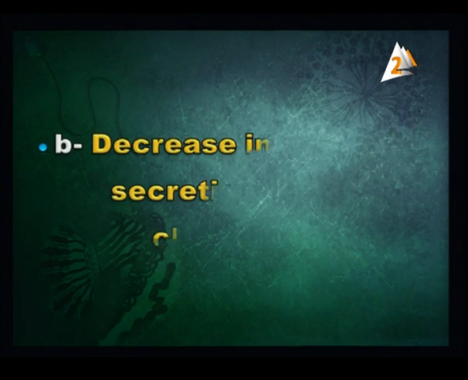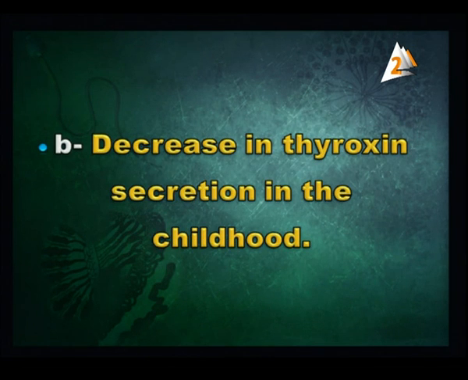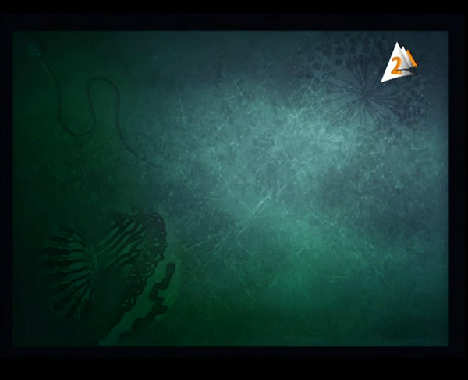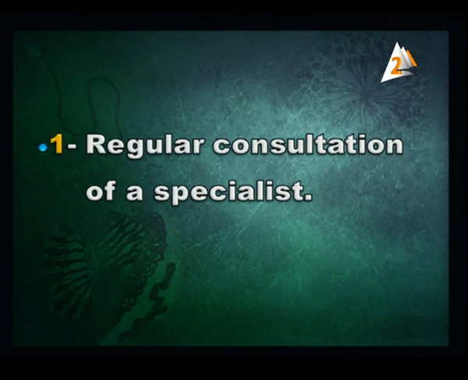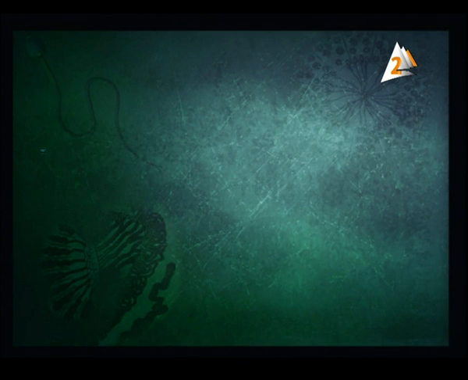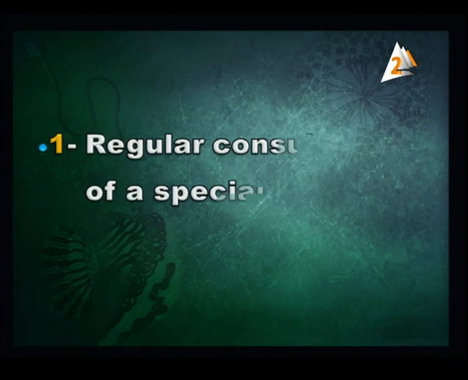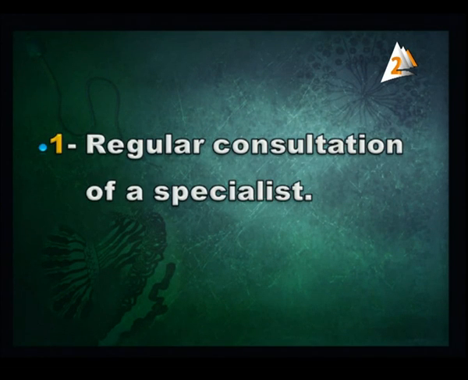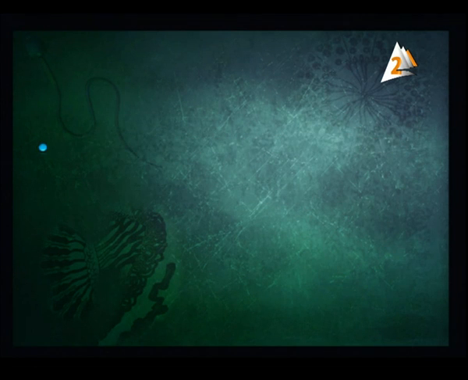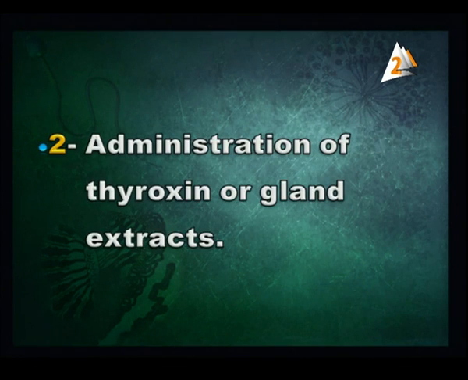Next, decrease in the thyroxine secretion in the childhood. That happens by regular consultation of specialist, administration of thyroxine or gland extract. Once again, regular consultation of specialist or administration of thyroxine or gland extract.